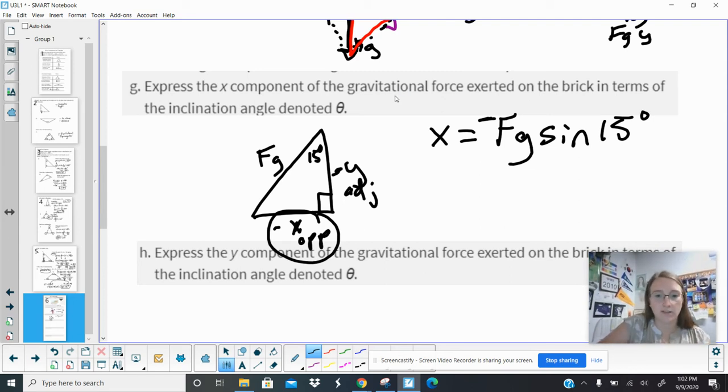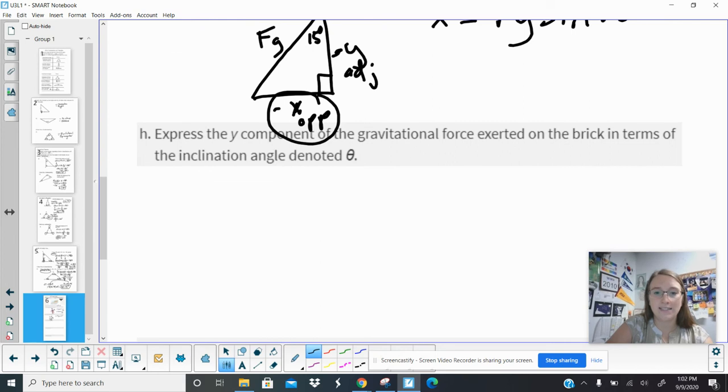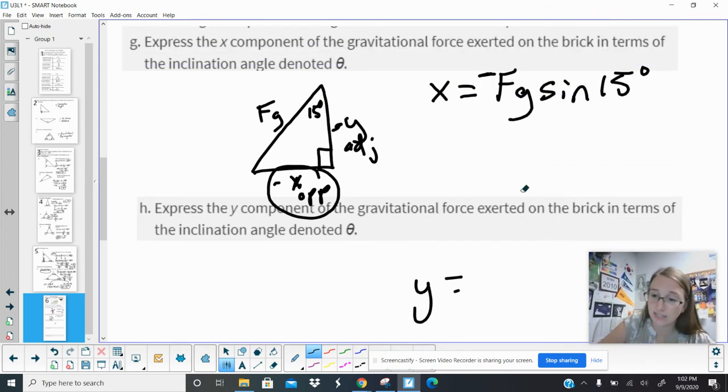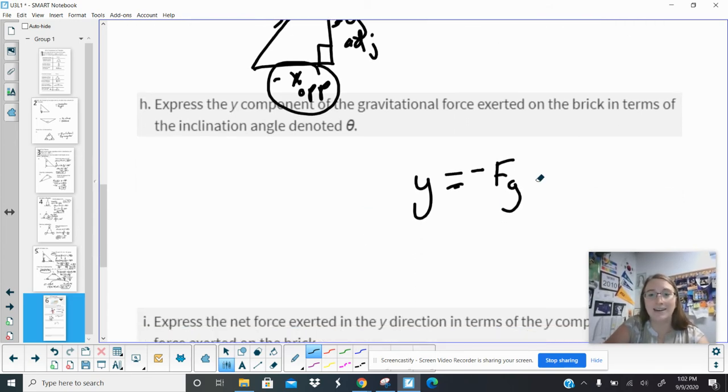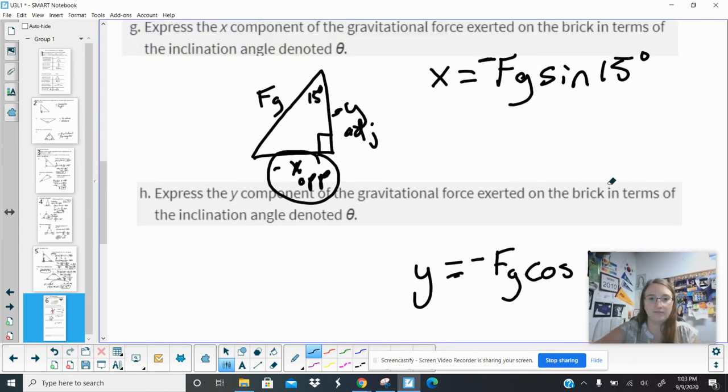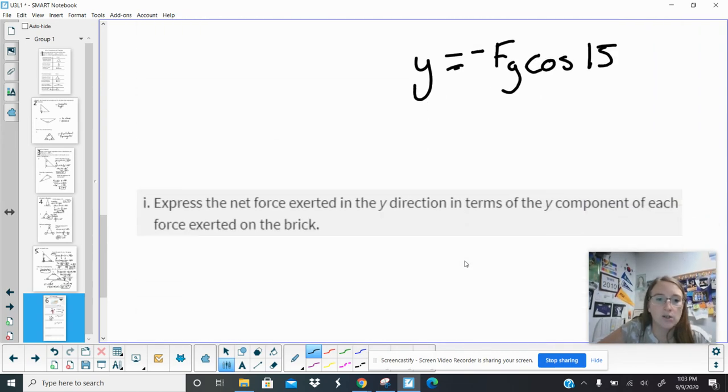Go ahead and write out for this next one then what the y component would be. Y is now the adjacent. Now we're going to use cosine, but it's going to look very similar. Go ahead and try the y component. Okay, the y component is going to be negative, once again, we said it's a negative y, times the magnitude of the hypotenuse. Now we're using cosine. And we're going to leave it like that. So here's my x component, here's my y component. So let's go ahead and go on to the next part.